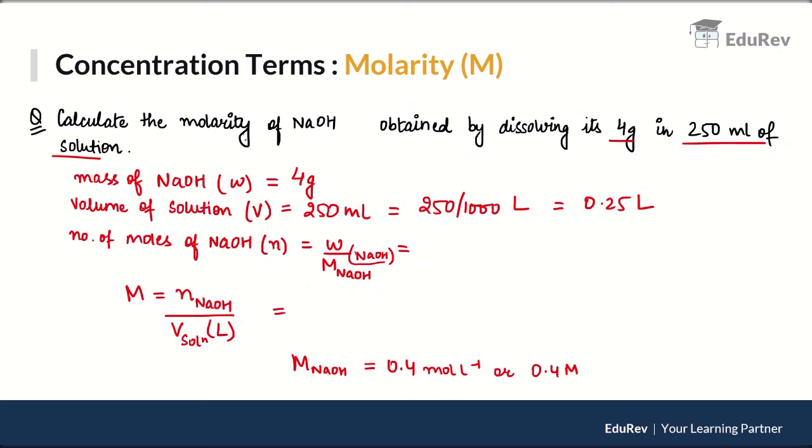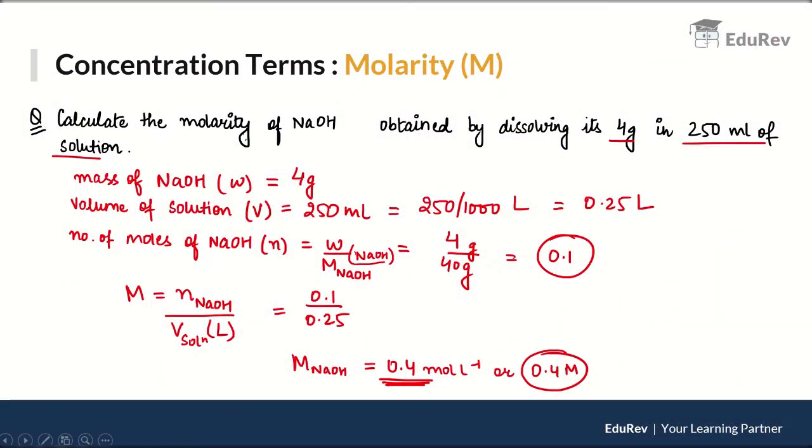So number of moles of NaOH will be equal to given weight of NaOH divided by its molar mass. The given weight is 4 and the molar mass is 40, so the number of moles comes to 0.1. When we substitute this in the formula of molarity, which is equal to number of moles of NaOH divided by volume of solution in liter, it becomes 0.1 divided by 0.25, right? And it comes out to be 0.4 moles per liter or simply 0.4 molar.